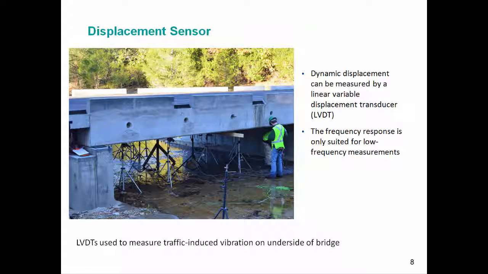Now we can also measure displacement directly, and one way of doing that is through what's called a linear variable displacement transducer, LVDT. So here we have kind of a bridge structure here, and these LVDTs are being set up and mounted via tripods on the underside of the bridge. And the idea here is to measure the traffic-induced vibration on the underside of the bridge.